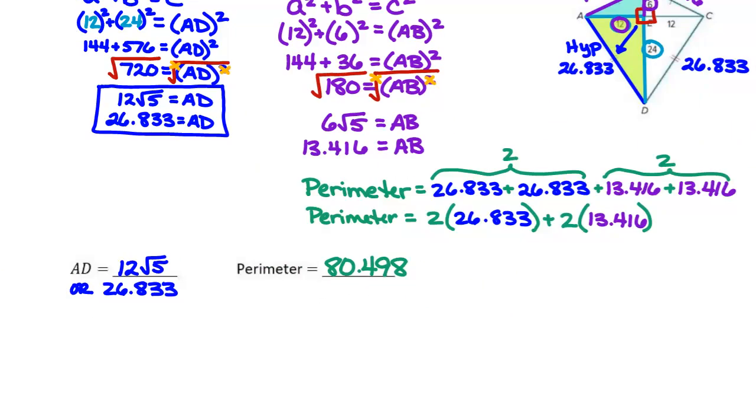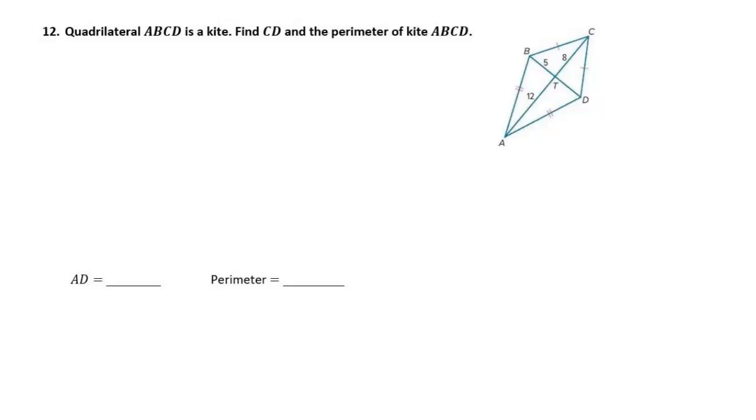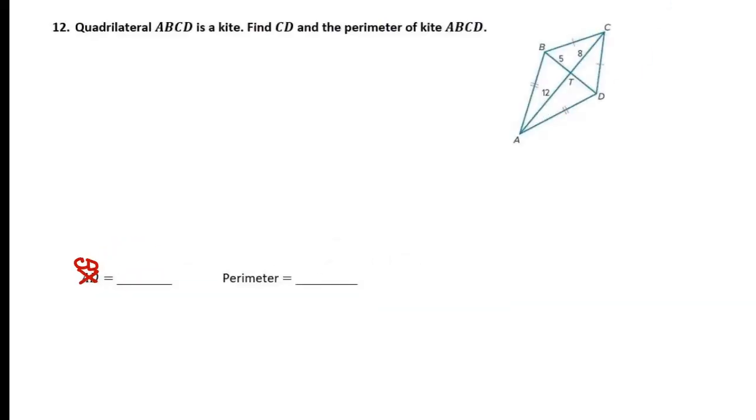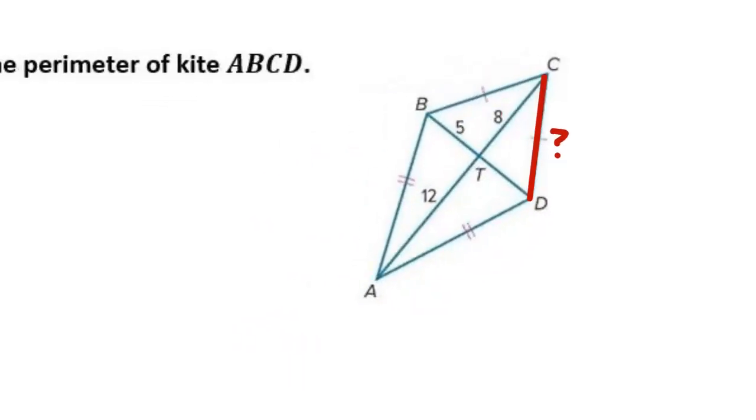All right, we're going to do another one that's just like this. And then you guys are going to do the last one on your own, and I'll put the answer up for that. All right, first thing they want me to find is CD. Notice there's a typo down here. This should say CD, not AD. CD is right here. How are we going to find that length?